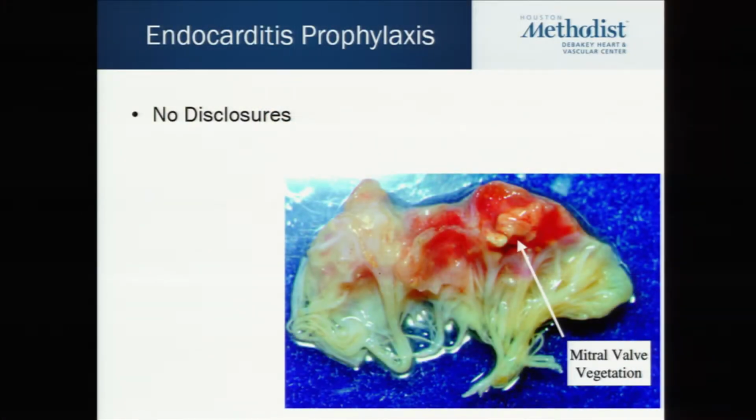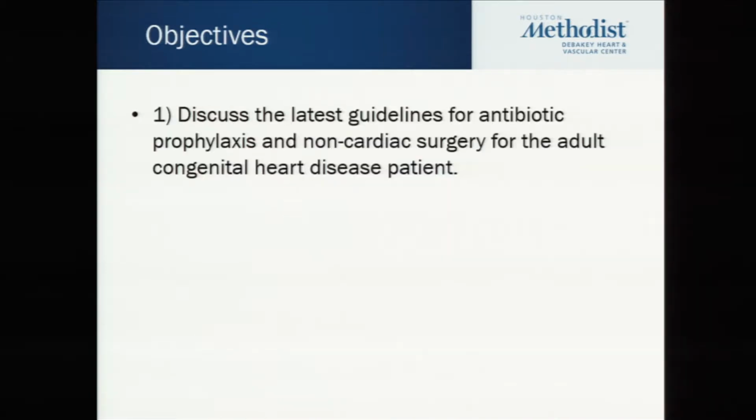Okay, so I have no disclosures. When we talk about endocarditis, this is what we're talking about. This is a picture of a mitral valve that's been cut out, and you can see there's something sort of weird on it. It's bumpy, there's bruising or hyperemia around it, and this is a mitral valve vegetation.